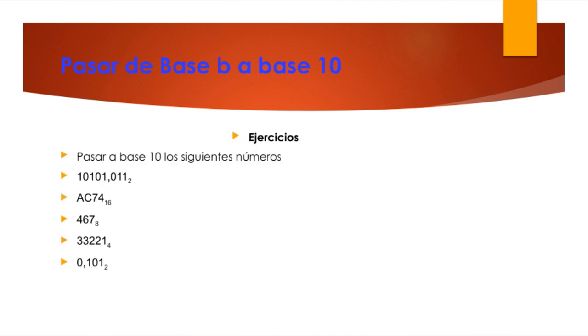Now, let's focus on converting numbers from different bases into base 10. We have a variety of examples here: binary numbers like 10,101 and 0.101, hexadecimal like AC74, octal such as 467, and even a base 4 number, 332,214. The goal is to practice moving from any base, which we'll call base B, into our familiar decimal system. This skill is fundamental for understanding how different numbering systems relate to each other.